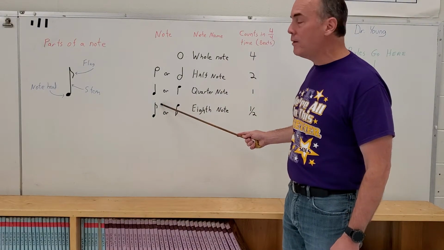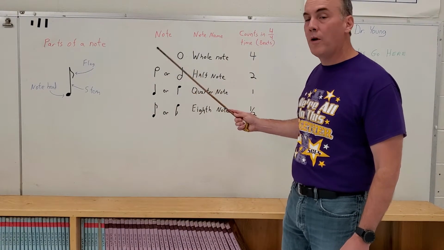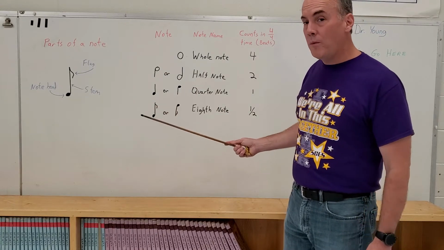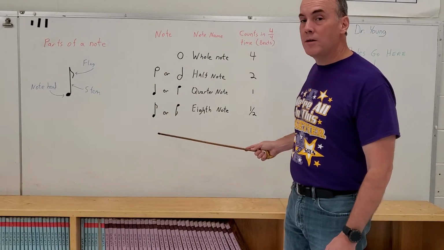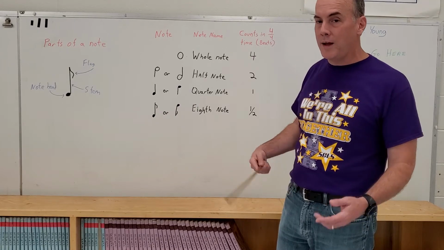For instance, the 8th note has a flag, but the quarter note, the half note, and the whole note do not. You can have more than one flag. If we were doing 16th notes, they'd have 2 flags. 32nd notes would have 3 flags, etc., etc.